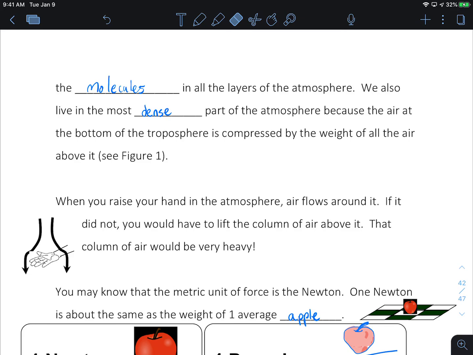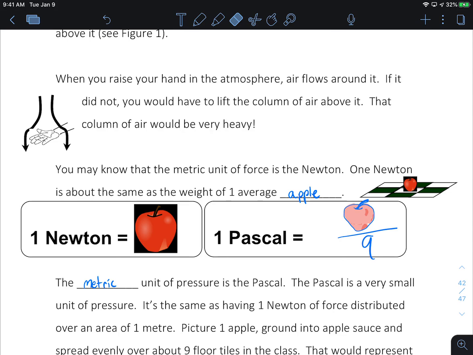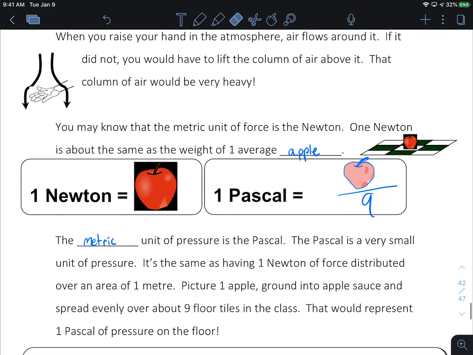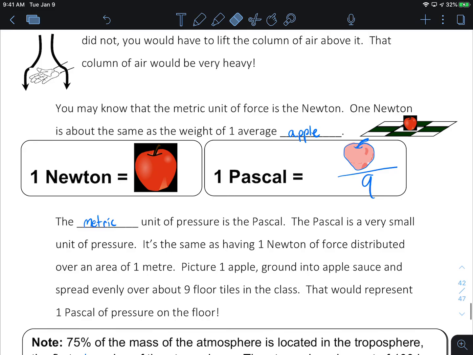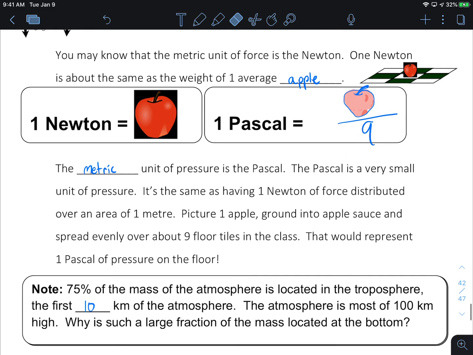it becomes more obvious. So you may know that the metric unit of force is the Newton. 1 Newton has about the same weight as an average apple. Now, 1 Pascal, which is the unit of pressure, has a weight of about 1/9 of an apple. So typically 1 Pascal is only about a ninth of the weight of an apple. It's a very small unit of pressure.